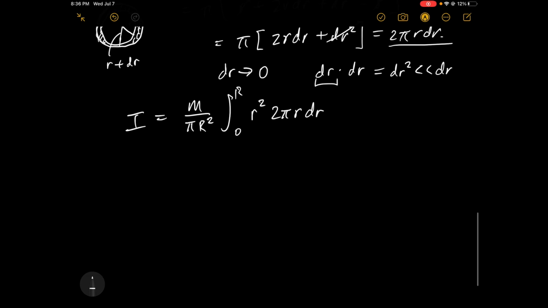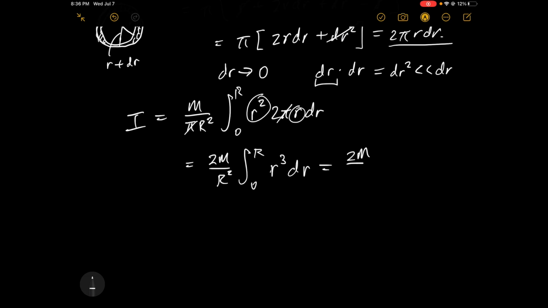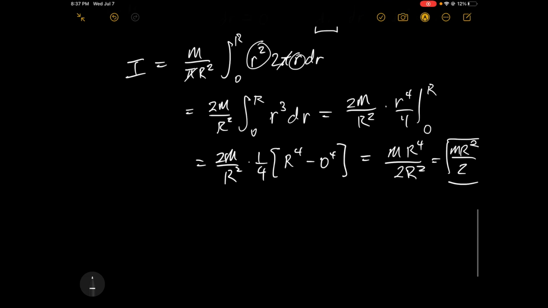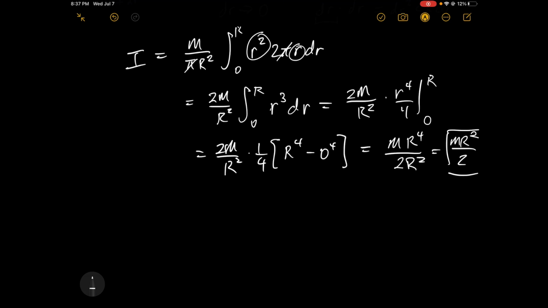and then we can see that the pi's go away, and these r's combine, and the 2 can be taken out as a constant, so we got 2m over r squared, the integral from 0 to r of r cubed dr. And then we get 2m over r squared times r fourth over 4, taking the antiderivative from 0 to r. Evaluating, we get... great, and then that is essentially our rotational inertia for this cylinder.